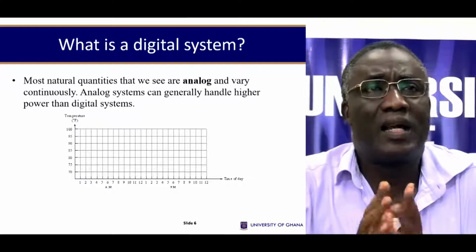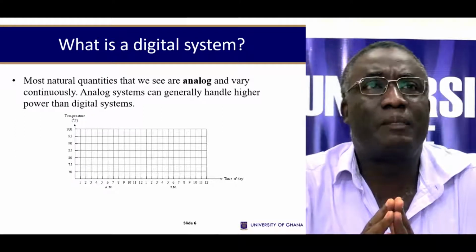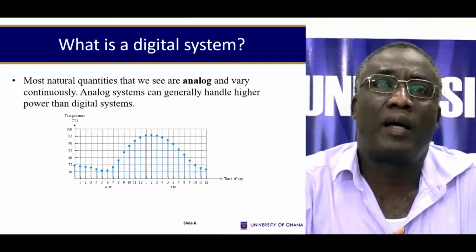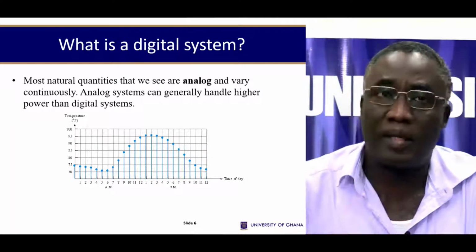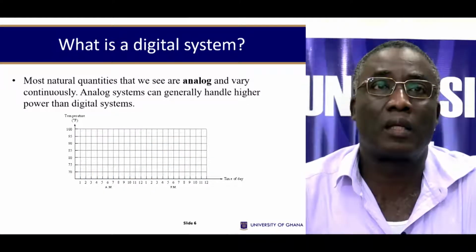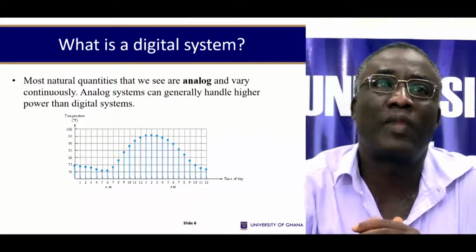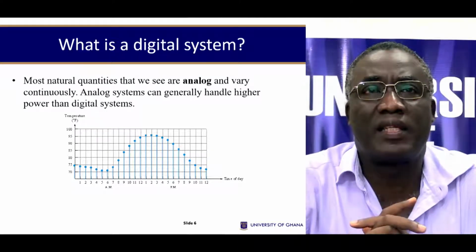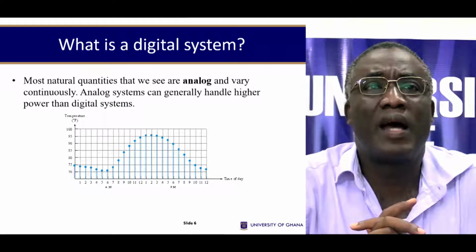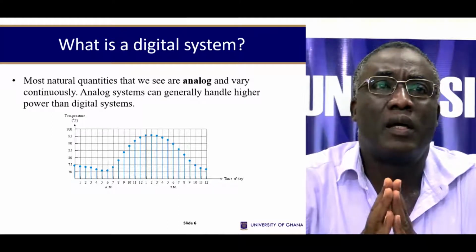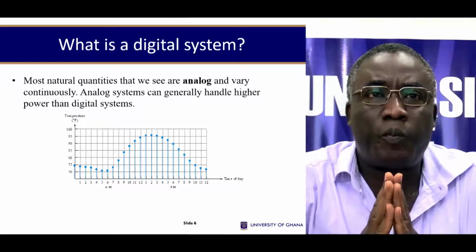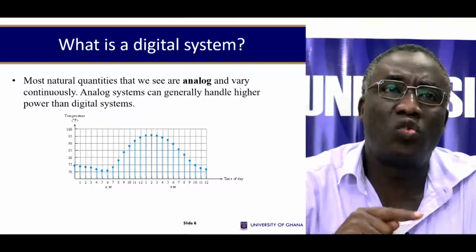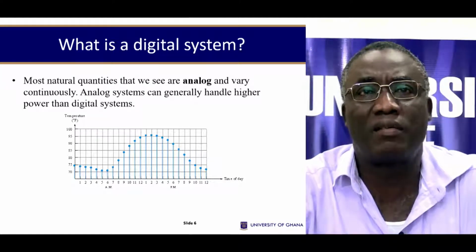What it means is that such analog systems can generally handle higher power than digital systems because of the nature of their design. So, an example of an analog system would be one such as that line you've seen. Now, the main difference here you see is that there are points on the graph you are seeing. And these points are what we call the digital points that we sample of the analog signal. So the analog signal is a continuously varying outline that you see on the graph.